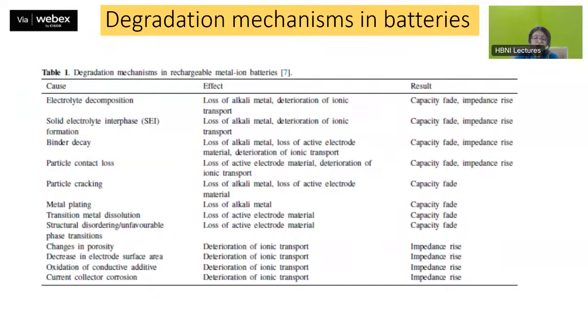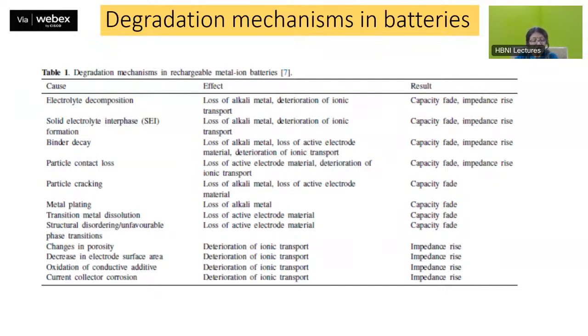And the same thing you will observe if there is a lot of solid electrolyte interface formation, if there is a binder decay, or there is a particle contact loss. In all these cases, you will find a loss of the active electrode material, and there is going to be a capacity fade and a rise in the impedance in the battery.